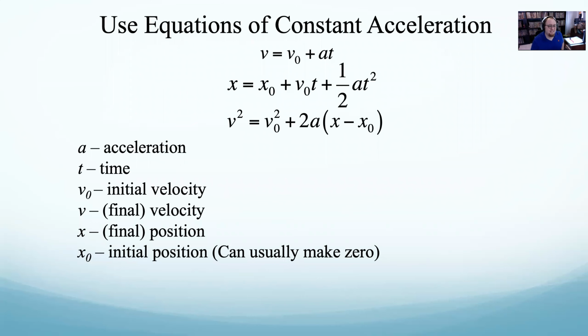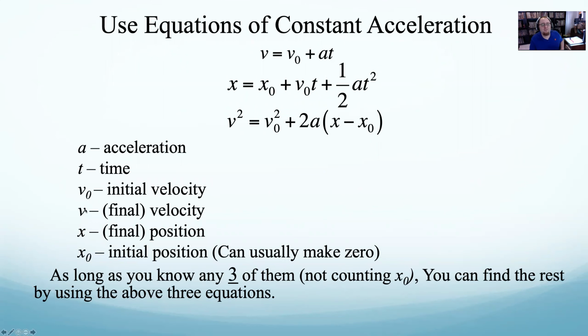But the nice thing is if you have any 3 of these terms, not counting x naught, you can solve for everything else. If I tell you a, t, and v naught, you can get v and x. If I tell you a, v, and x, you can get t and v naught, and so on. These 3 equations, called the kinematic equations, is how we're going to solve these problems.